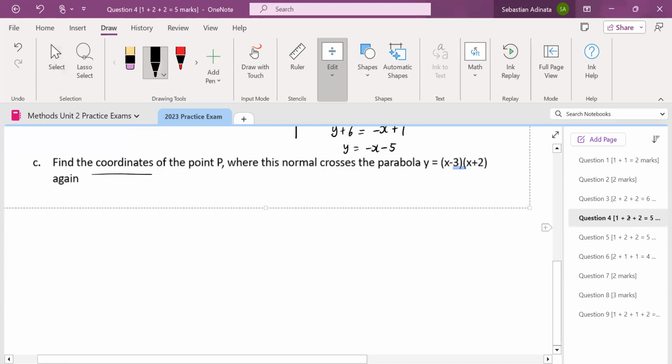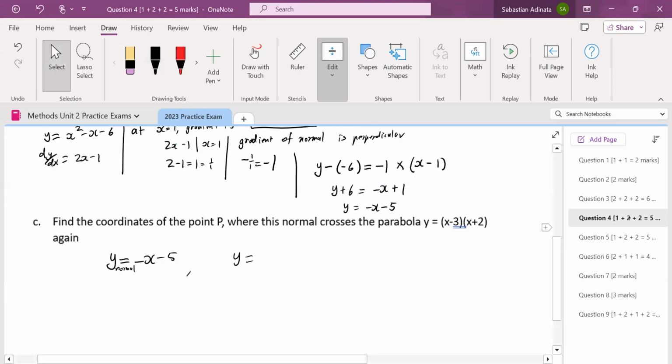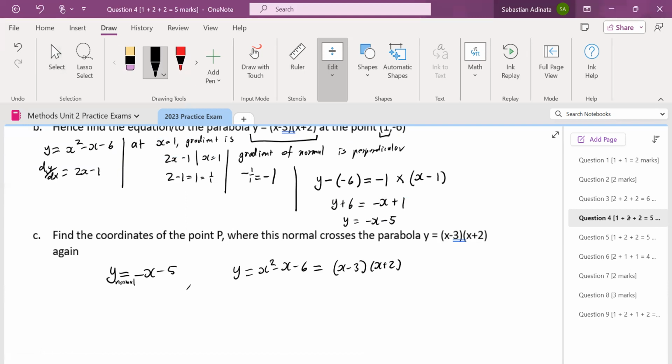Find the coordinates of P where this normal crosses the parabola. Now, what this is asking is, we have the normal. And we're going to just put normal here, just to remember. We have the graph, and we're going to use expanded form for now. X squared minus X minus 6. This is also equal to X minus 3, X plus 2. We're going to call this the parabola.